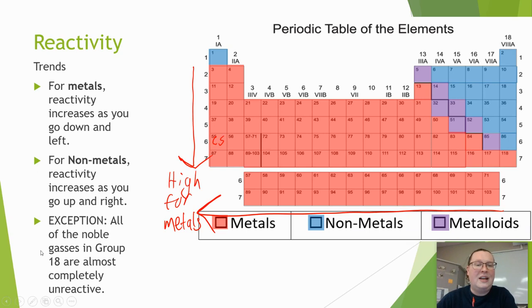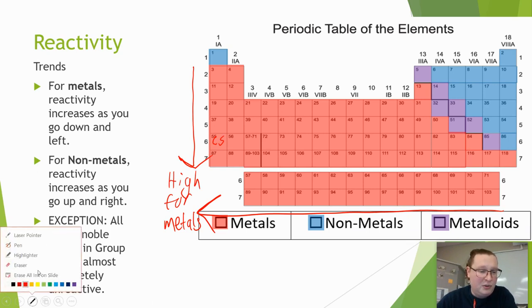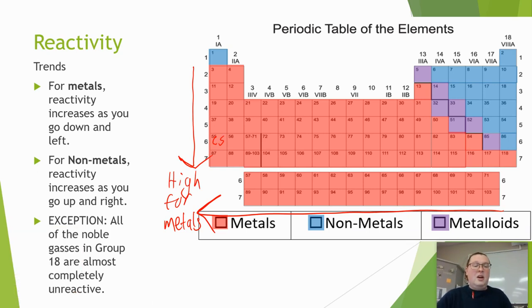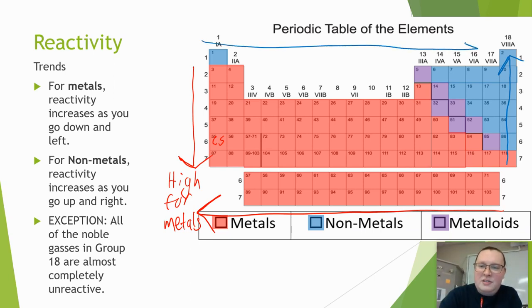For nonmetals, the trend is going to be opposite. Let me switch to blue for nonmetals here. For nonmetals, the reactivity increases as you go up and to the right. My writing got a little messy there, but that says high for nonmetals up and to the right. The reactivity of metalloids is really difficult to predict. There's not an easy trend that we can just say up or down, so we're going to leave metalloids alone for now.